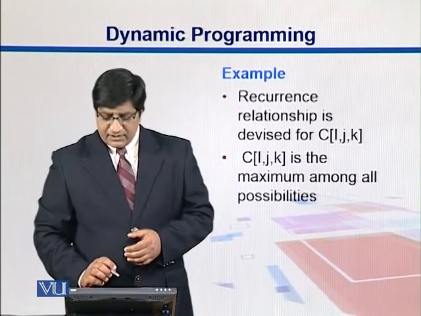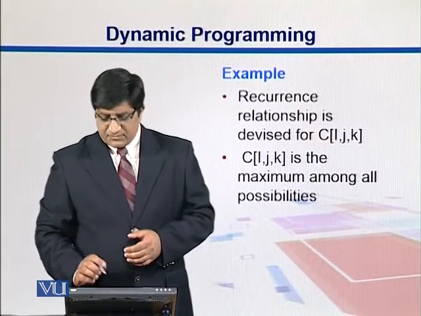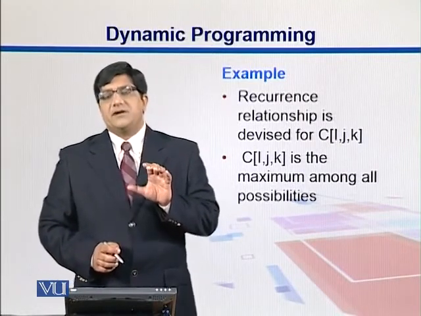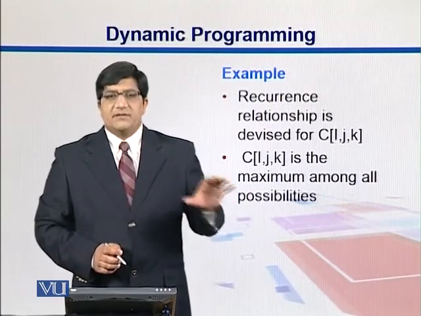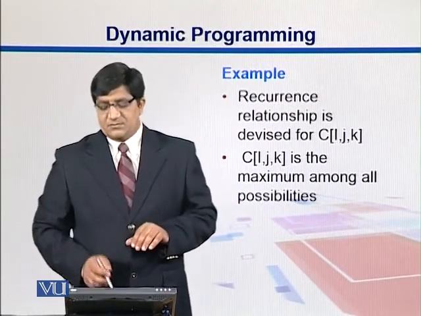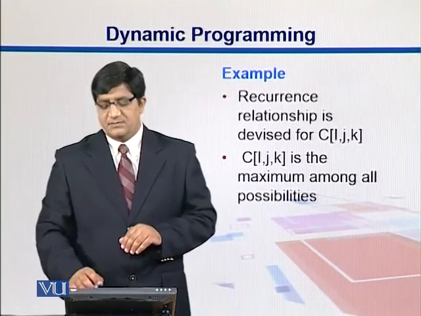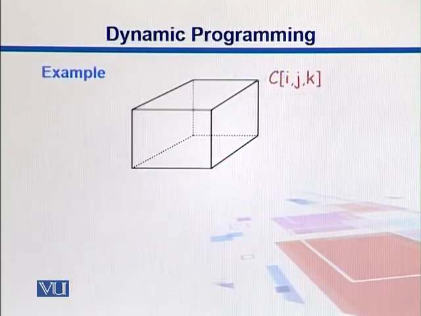There is a recurrence relationship. So C(i, j, k) is the maximum among all possibilities. What is the score at that column? We derive that score from all those different 7 moves or options. What is that maximum score fills into this function. So we can get into this function C(i, j, k) like this.